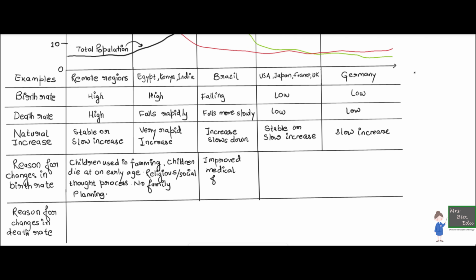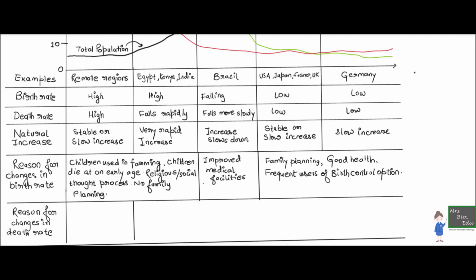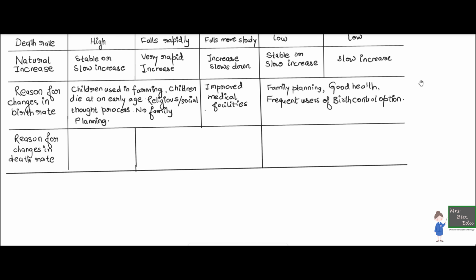We see that children here are used in farming, children die at an early age, and there are religious and social beliefs. There is no planning here of whatsoever type. So we have a high birth rate here, and the death rate keeps declining in these areas because we get better at medical services, but it is still not enough to match the birth rate. That is why we see a very stark rise in the population, which we don't see in the stationary phase, because they have achieved a balance between the birth rate and the death rate because of the type of lifestyle they are living.